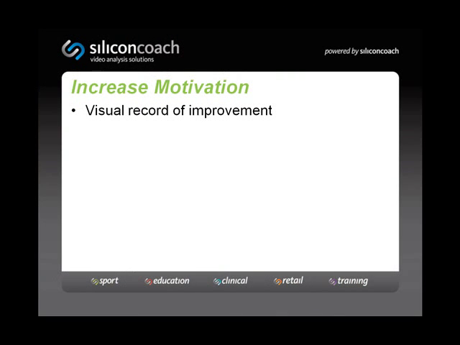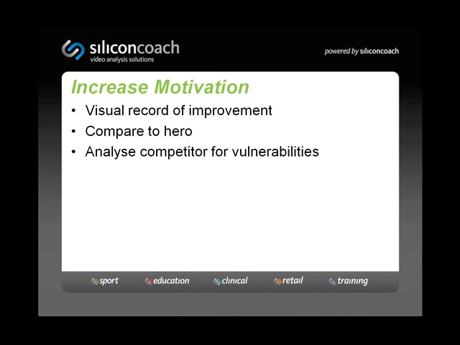An athlete's motivation is one of the main factors that helps them through their training sessions and performing well in competition. Capturing and storing videos of the athlete in Silicon Coach software gives them and the coach a visual record of improvements over time. They may also get motivated by watching a hero or even a competitor to uncover secrets and weaknesses.